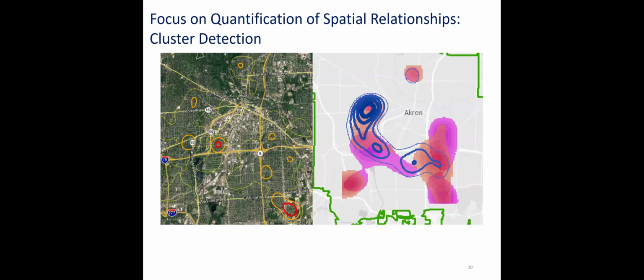So again, with GIS, the quantification has really been the focus, the quantification of spatial relationships. So this is what cluster detection can look like. You'll have an underlying population distribution of patients with, let's say, kids with elevated blood lead levels, or we can look at stage 3 or 4 cancer diagnoses and something that really should have been caught by a screening.